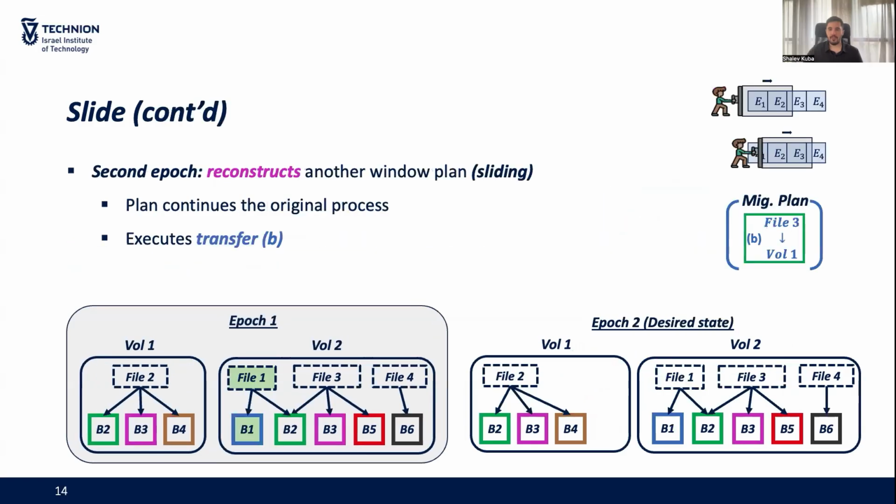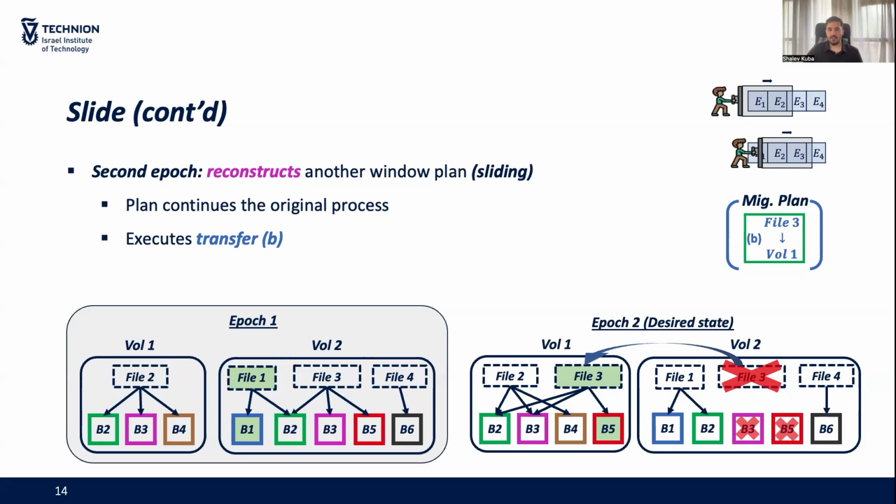In the second epoch it reconstructs another window-wide plan, meaning the window slides, and the resulting plan continues the original plan, yielding a single transfer, file 3 to volume 1. Slide then executes that transfer, yielding, in that specific case, the same desired state as balance split. That's not always the case, as will be seen soon in the results.